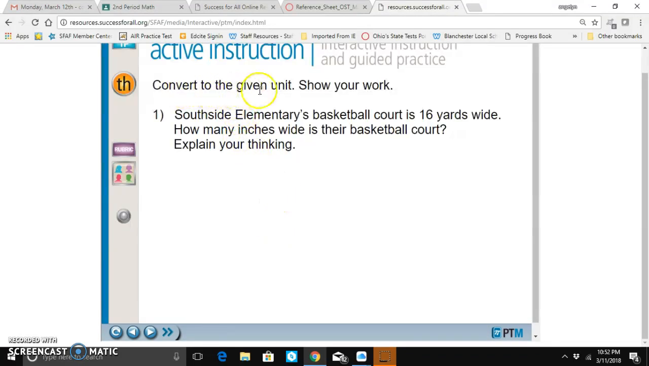Okay, it says convert to the given unit, show your work. Okay, show your work means to make ratio tables. And I don't know why it's not going to let me write on this page, but let's see if it'll let me write on here. There we go. Okay, so show your work means to make a ratio table here. Southside Elementary's basketball court is 16 yards wide. How many inches wide is their basketball court? So we want to be able to convert 16 yards into inches.